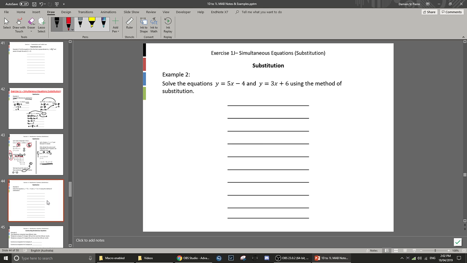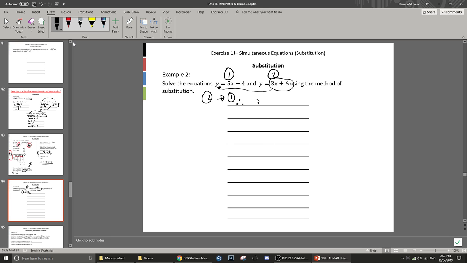So we'll try one more and we'll use all of our signposting and notation. So we have y equals 5x minus 4 and y equals 3x plus 6. Use the method of substitution. So I'm going to call this 1 and I'm going to call this 2 and I'm going to go 2 into 1. Okay, so I'm going to put this here in as y.